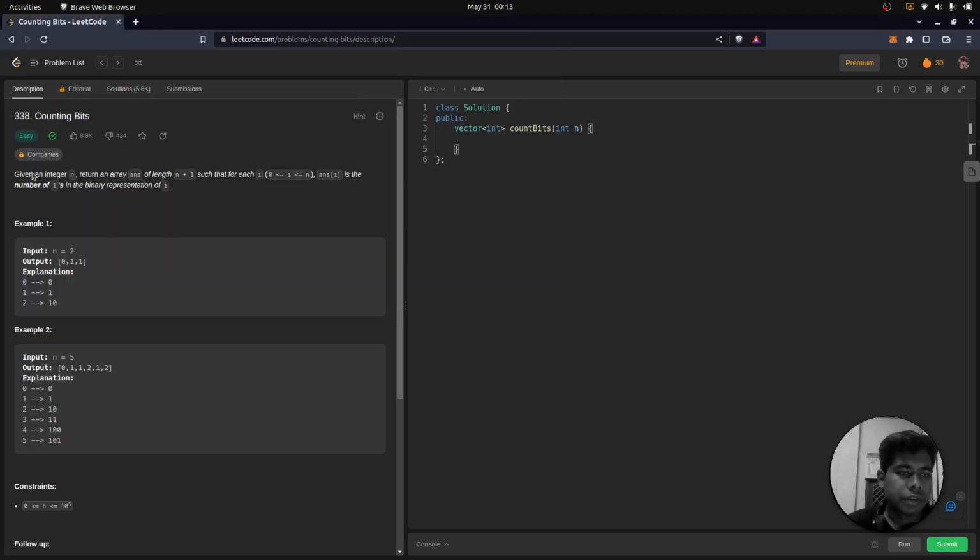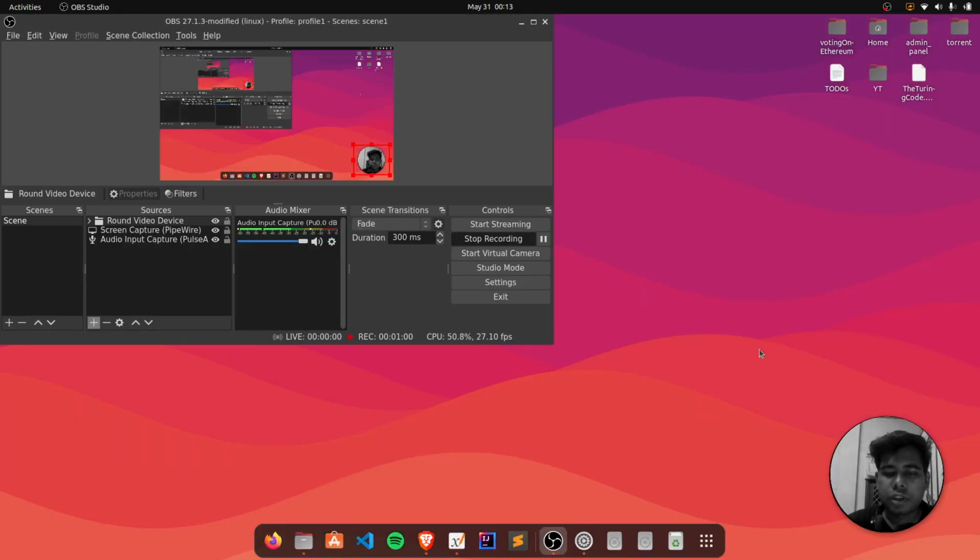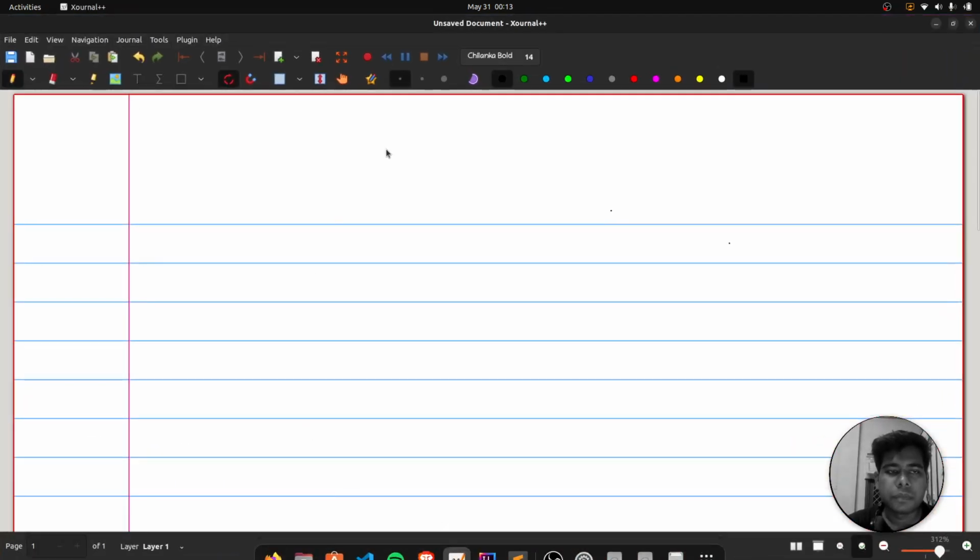The question states that given an integer n, return an array answer of length n plus 1 such that for each i, where i is greater than or equal to 0 and less than or equal to n, answer[i] is the number of ones in the binary representation of i. Actually, let me go to the whiteboard.